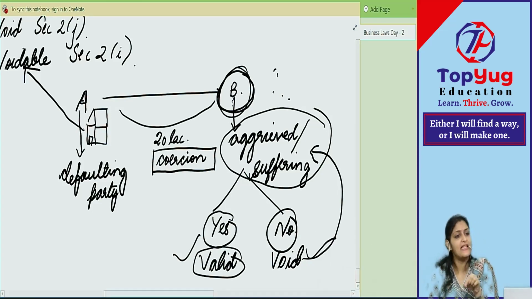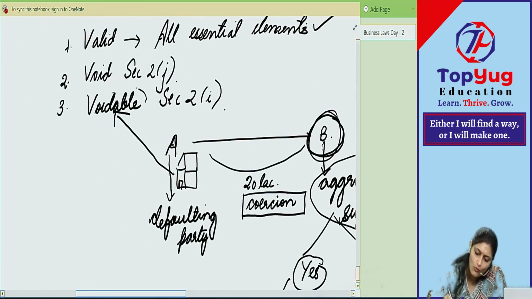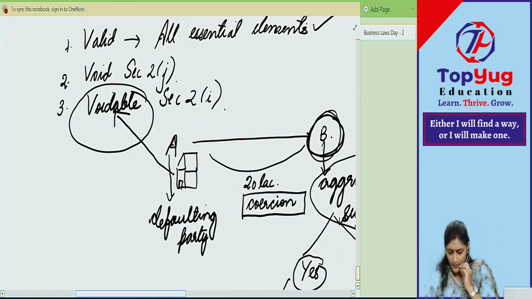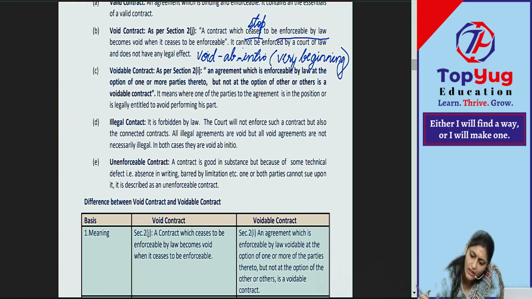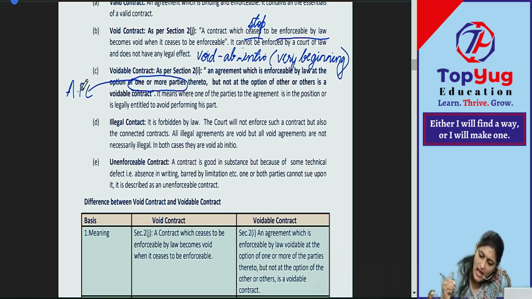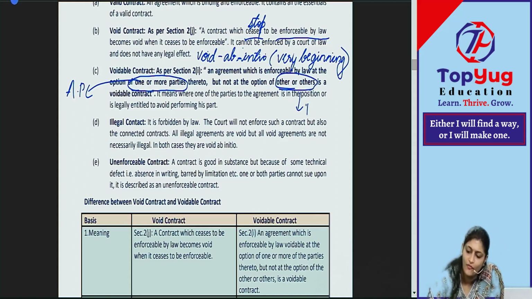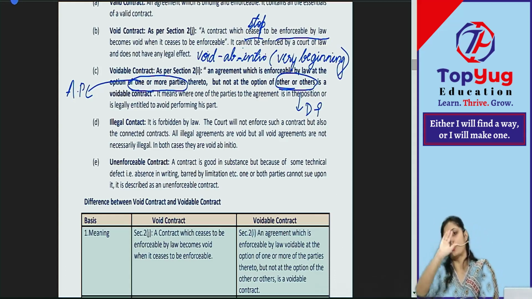Got this point here? These types of contracts are known as what contracts? Voidable contracts. So what is a voidable contract? A contract which is enforceable at the option of one or more parties. Who are these one or more parties? The aggrieved party. And not enforceable at the option of the other or others. Here this one or more party is who? The aggrieved party. And not at the option of the other or others. This other or others is who? The defaulting party. The defaulting party, you cannot do anything.